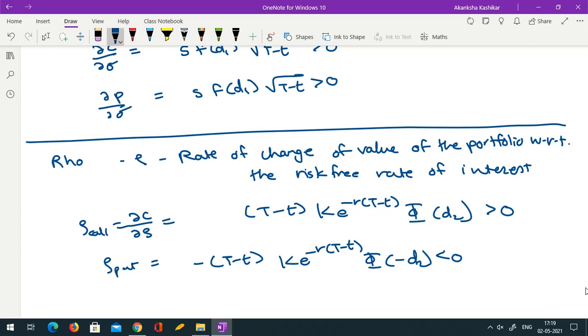Okay, so this is what rho is, and rho won't be used for hedging, so we won't have any hedging related example for rho, but of course you can calculate rho for a call and put option using these formulae. Okay, so this was all about the Greek letters. As I told you, Greek letters tell us something about the health of the portfolio and sensitivity of the portfolio with respect to these parameters. So let me stop here. Thank you.